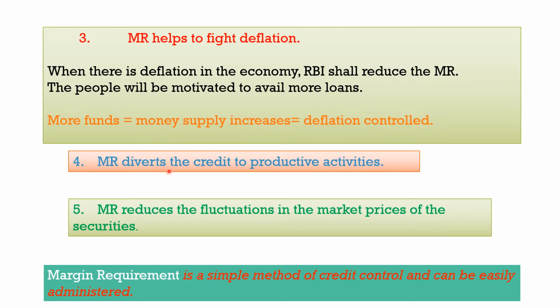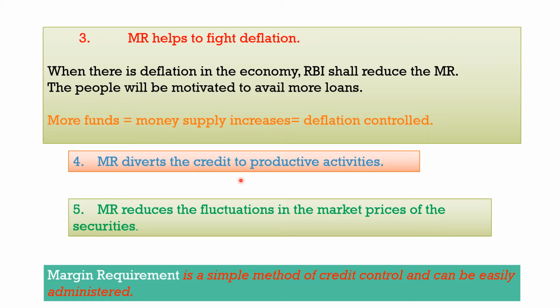Further, the marginal requirement diverts the credit to productive areas. Yes, of course. To the productive areas and also to the favorable areas where the central bank wants to invest. If you are sitting in a class, some students may be favorable to the teacher and some may not be. In the same way, if a particular sector is favorable to the Reserve Bank of India, it will divert its credit to the favorable sector.